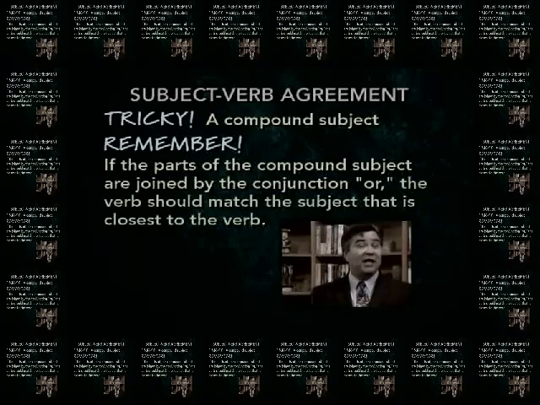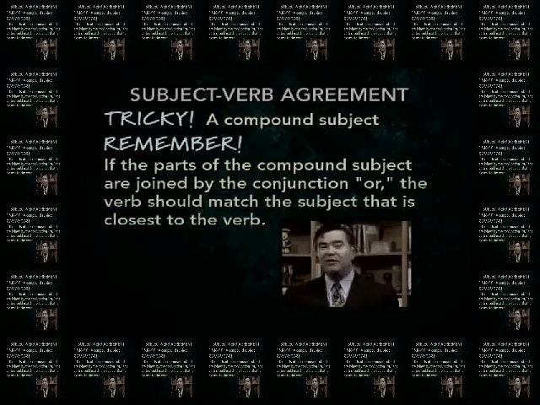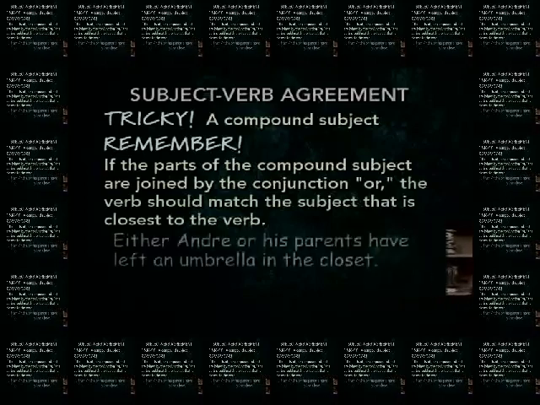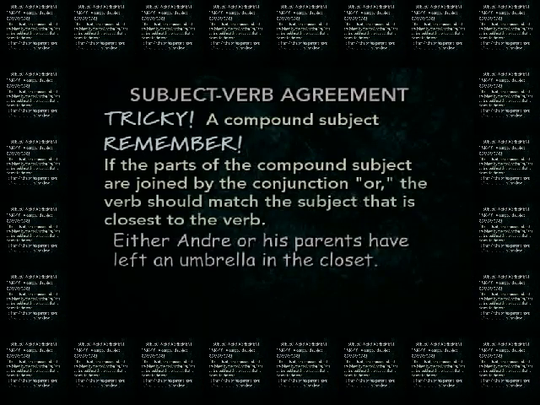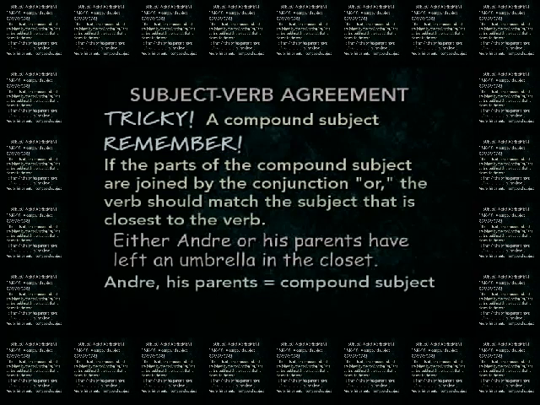This is a slightly strange and surprising rule, but let's look at a couple of examples and you'll see how it works. Either Andre or his parents have left an umbrella in the closet. Now, here we have a compound subject which consists of two parts, Andre, his parents. Notice that one of the parts is singular, Andre, the other is plural, his parents, and they're joined by the conjunction or. That means the rule kicks in that the verb should agree with whichever subject is closer to the verb.